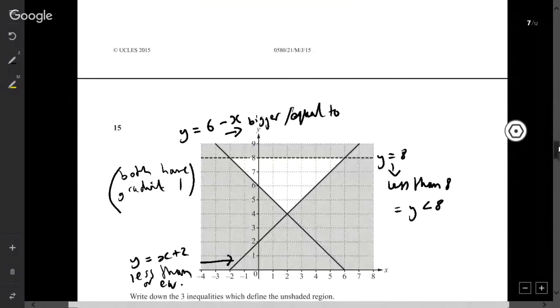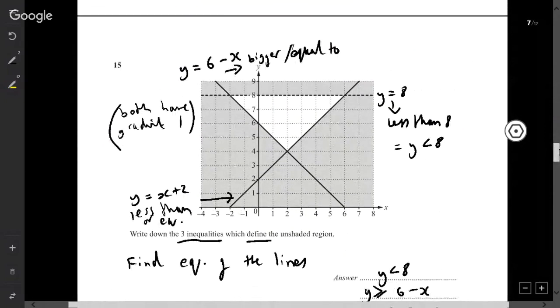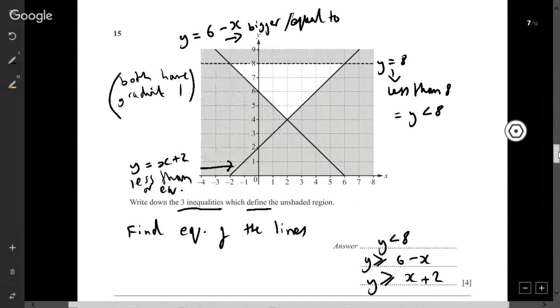Okay, number 15. Write down 3 inequalities which define the shaded region. Alrighty, so the unshaded region, sorry. So here's our unshaded region. There's 3 lines. So what we're going to do is find the equations for each line.